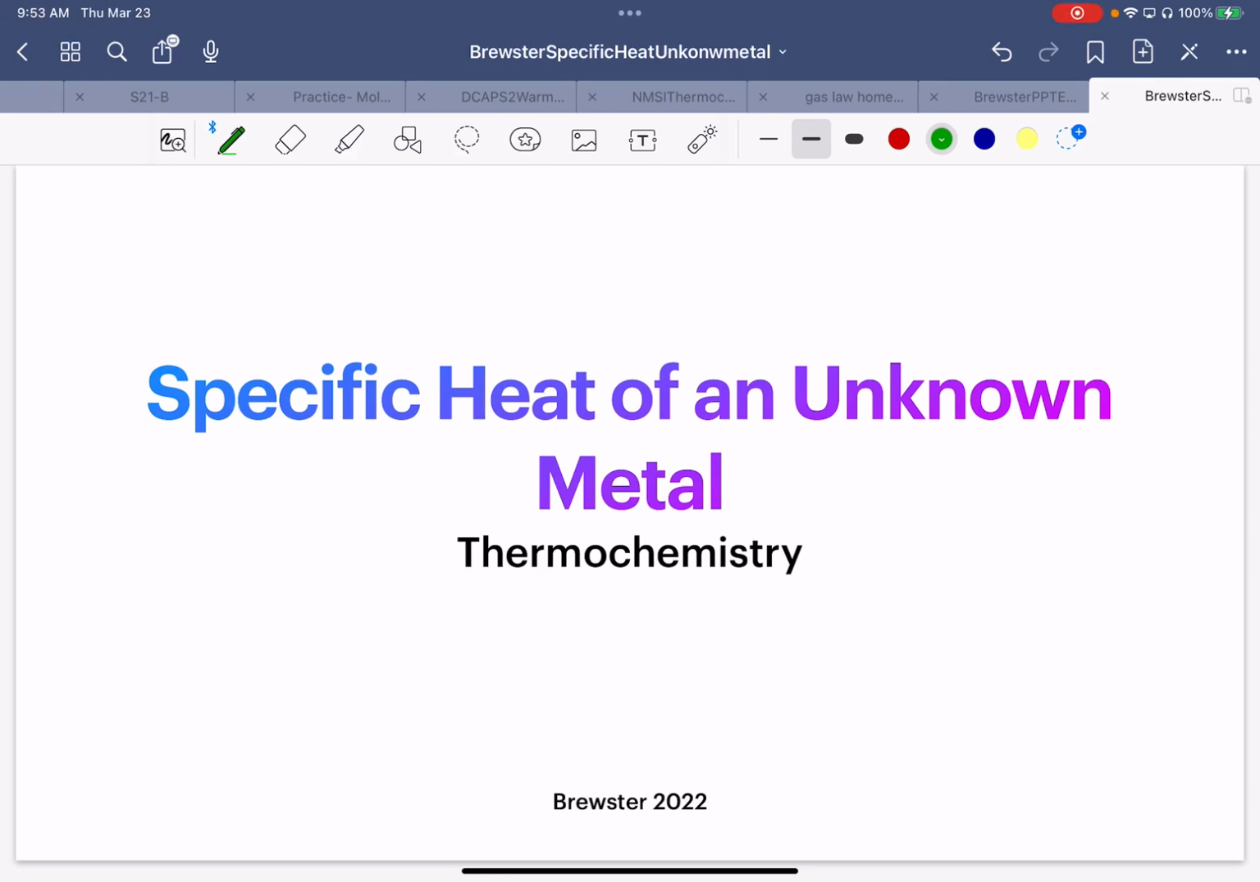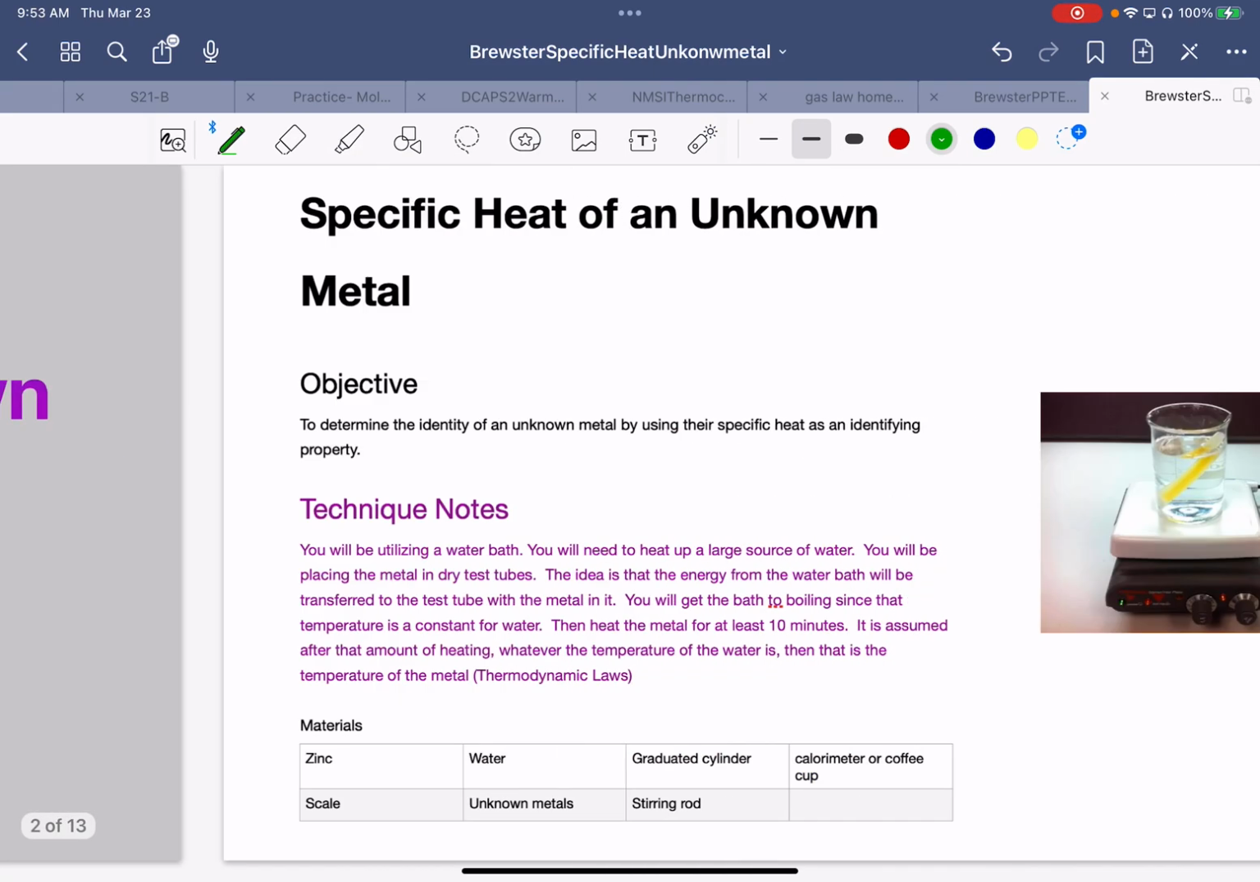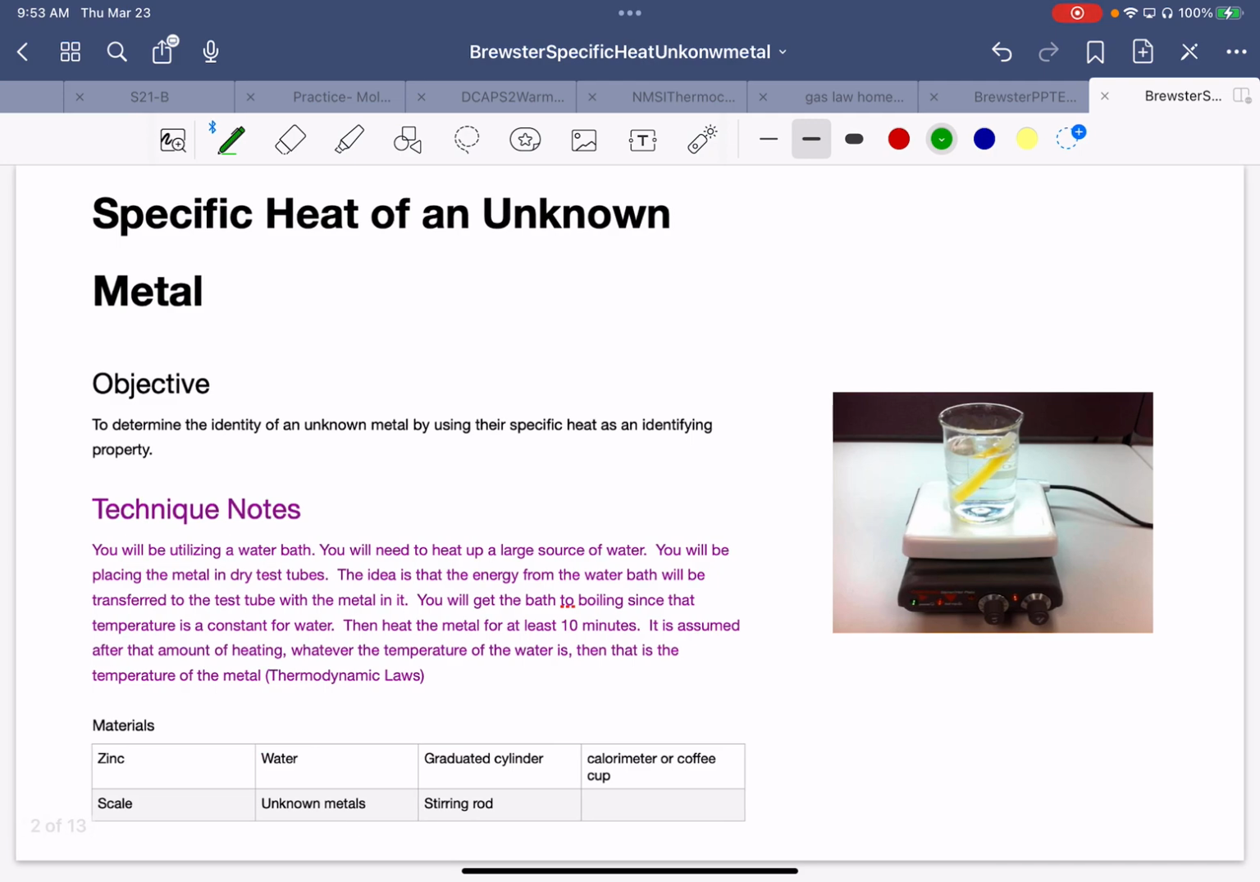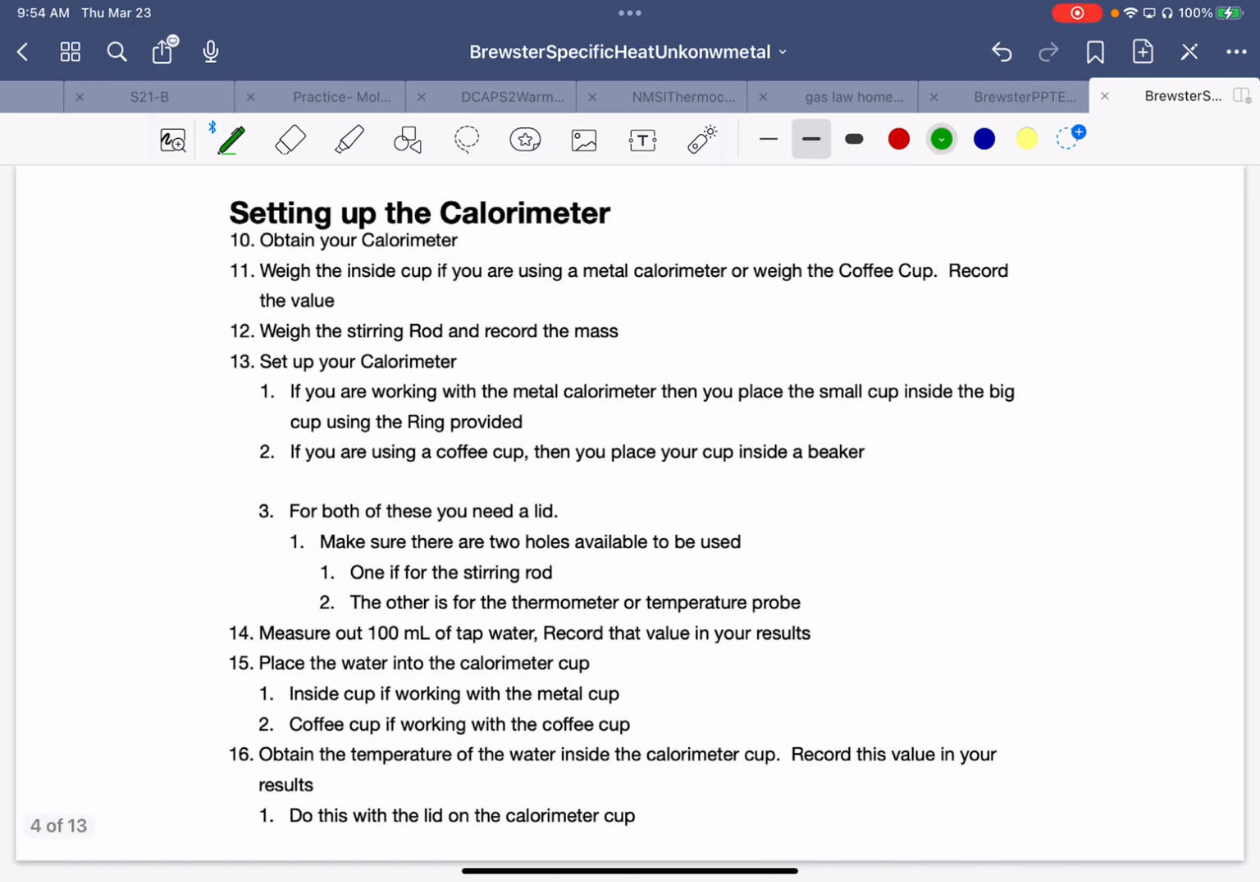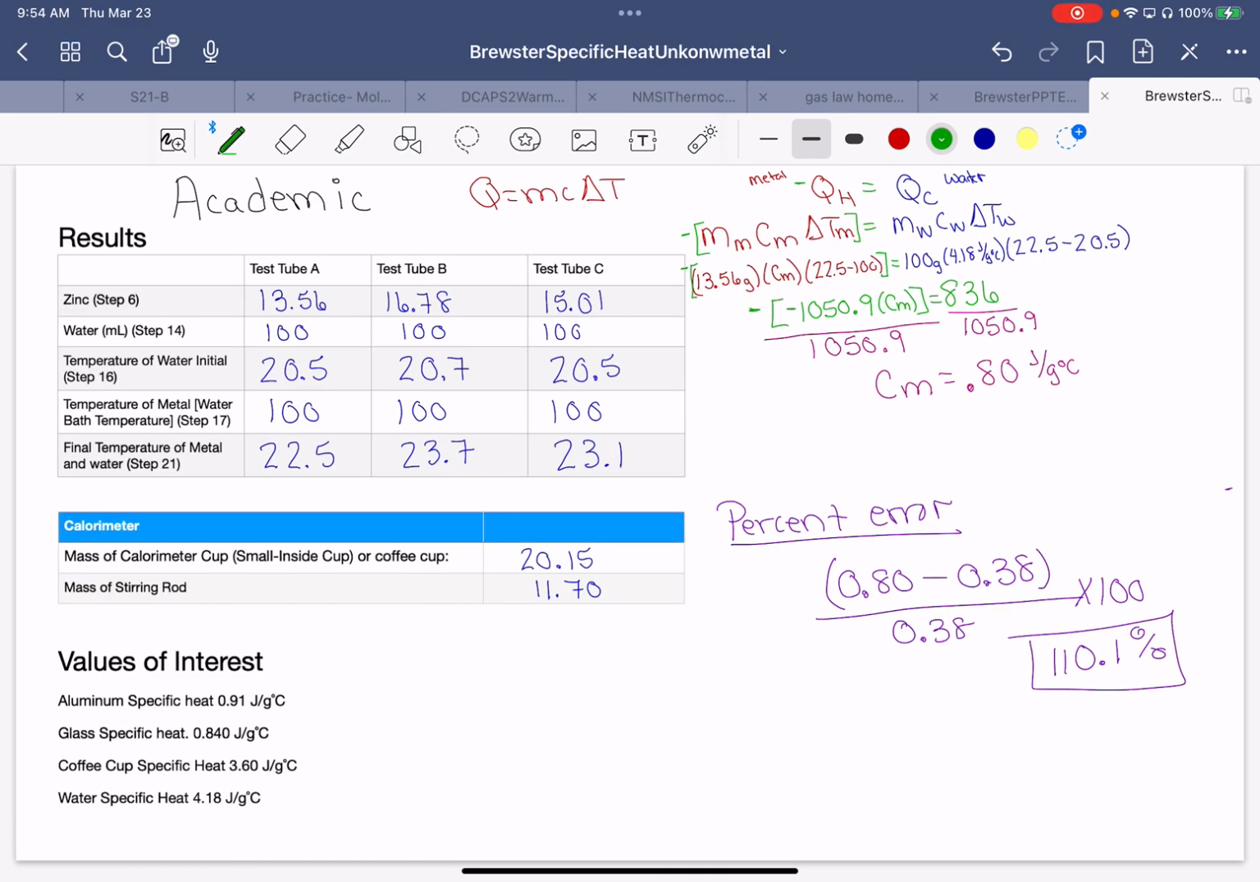Okay, specific heat of an unknown metal. This is the post lab. So hopefully you learned how to run a water bath. Academic kids, you had 3 runs with zinc, and honors kids, you had 3 runs with zinc and your unknown metal that you get to identify. Okay, so we did all that, and let's talk about results.